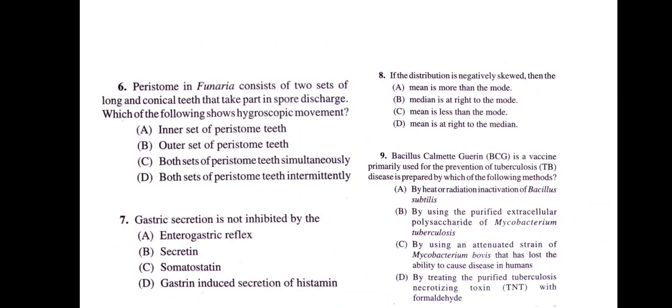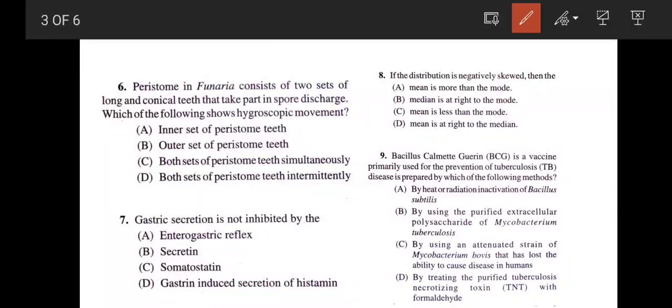So coming to the next question, peristome of Funaria consists of two sets of long conical teeth that take part in spore discharge. Which one of the following shows hygroscopic movement? There are two rows of teeth in the Funaria peristome, and the outer set of teeth actually shows hygroscopic movement, whereas the inner set acts as a sieve. Okay, so the correct answer is option B.